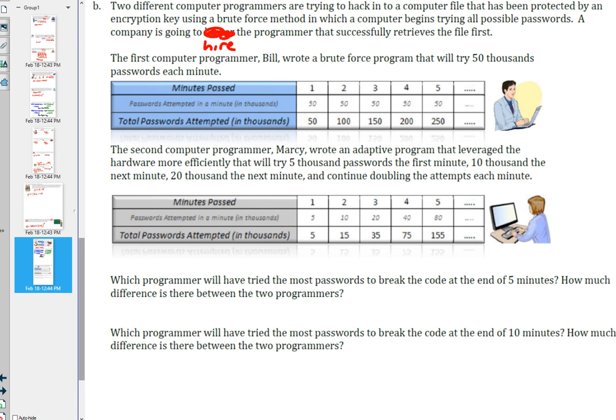And what's the difference? Well, luckily they give us that, and this is in thousands. So at the end of 5 minutes, this person has tried 250, and Marcy has had 155,000. So which programmer? It's Bill at the end of 5 minutes. And how much of a difference is there? It's going to be 95,000. That's better. 95,000.